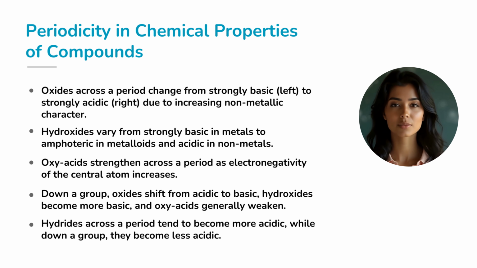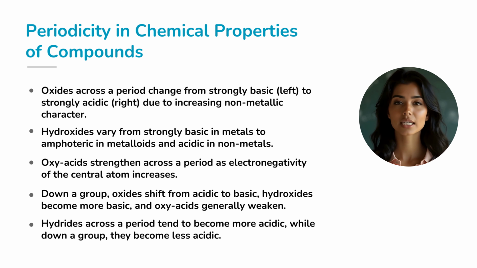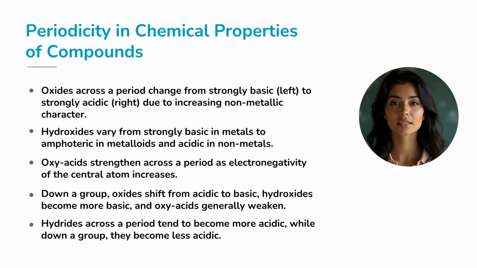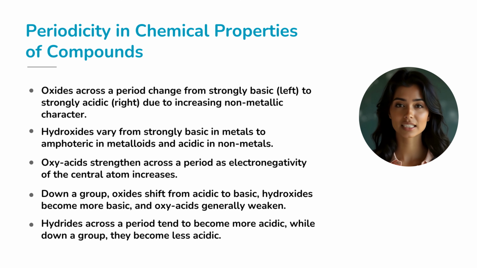This shift happens because the metallic character decreases and the non-metallic character increases as you go from left to right. Also, the strength of oxyacids increases as we move across a period. For instance, a weak oxyacid like carbonic acid becomes a stronger oxyacid like nitric acid as we move from left to right. But if you look down a group, the opposite happens. Oxides and hydroxides become more basic and oxyacids generally weaken.